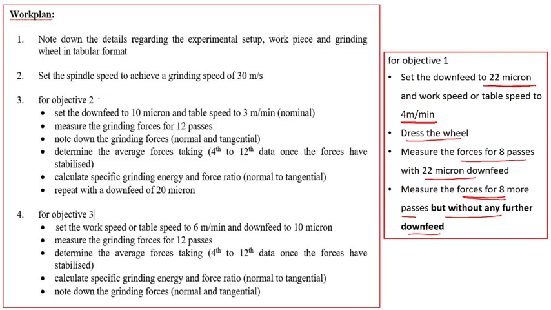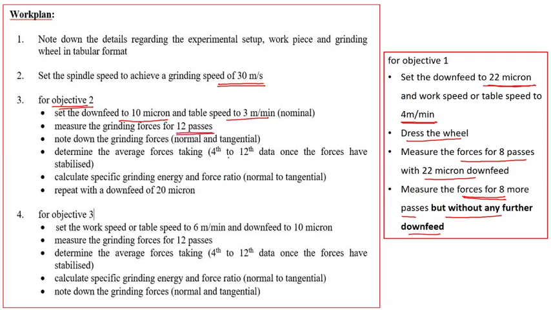For objective number 2, you have to carry out the experiment at a downfeed of 10 micron and table speed of 3 meter per minute. And before that, you have to set the grinding speed at 30 meter per second. This will come out to be 30 meter per second. In the second part of objective number 2, you have to give 12 passes.